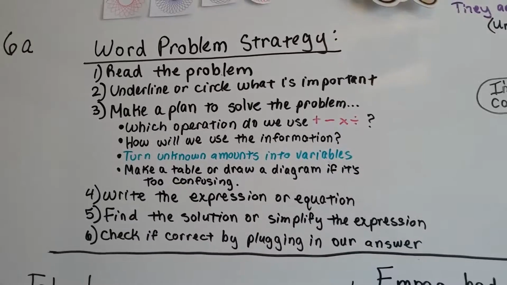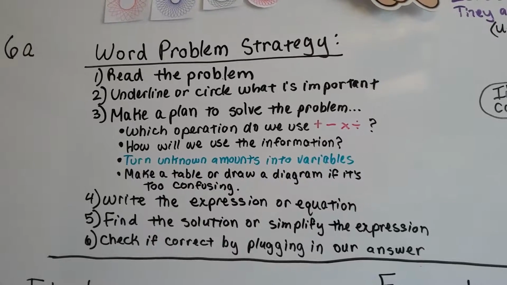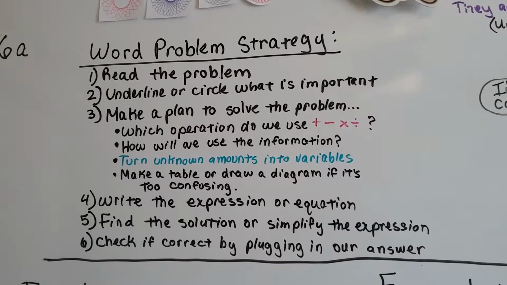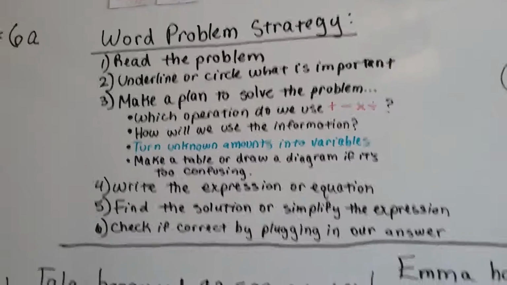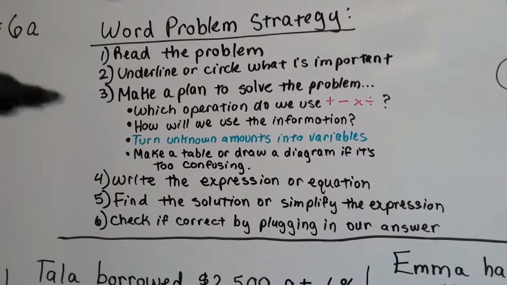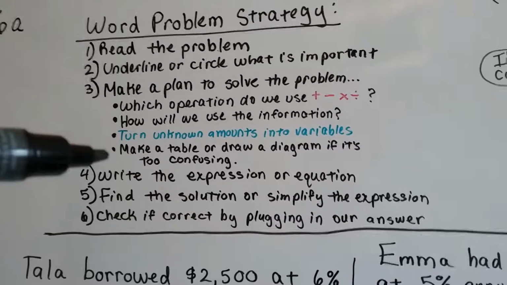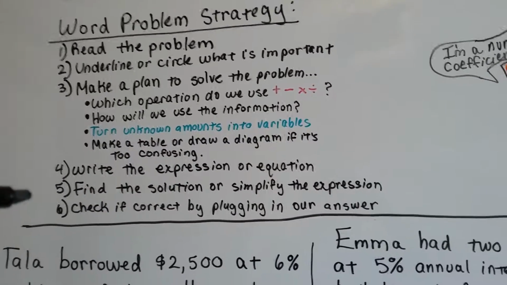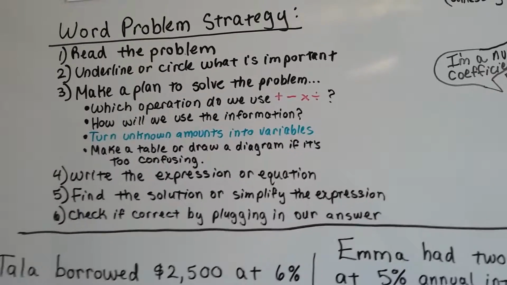We have a word problem strategy where we read the problem, we underline and circle what's important, we make our plan, we decide, are we going to add, subtract, multiply, or divide? And figure how we will use the information. And we need to turn the unknown amounts into variables. We can make a table or draw a diagram if it's too confusing. We can write the expression or equation, find the solution or simplify the expression, and then check if it's correct by plugging in the answer.